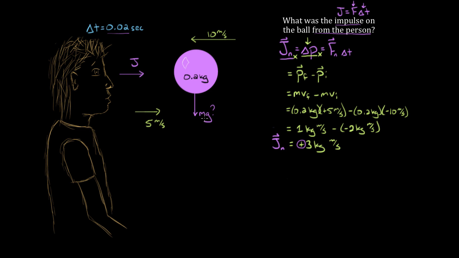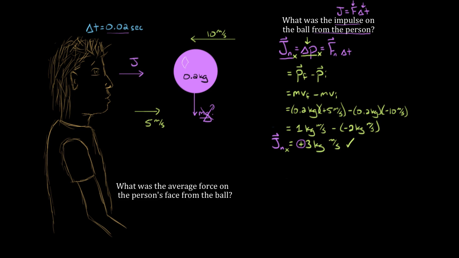So that's why in these collision problems, we typically ignore the force of gravity. So we don't have to worry about that here. That's not actually posing much of a problem. We did find the net impulse in the x direction, and since our face was the only x-directed force, this had to be the impulse that our face exerted on the ball.